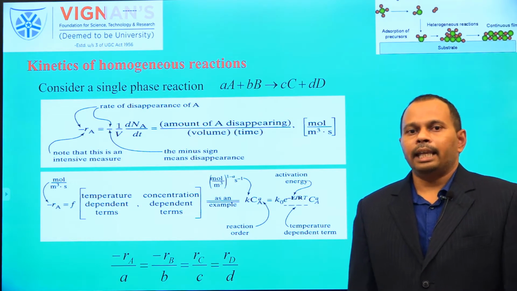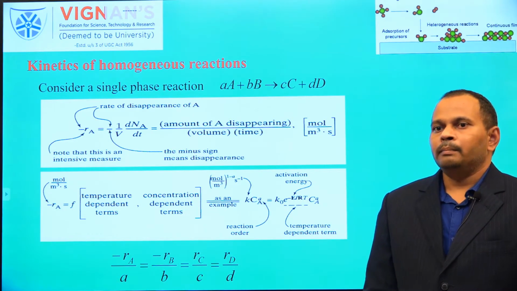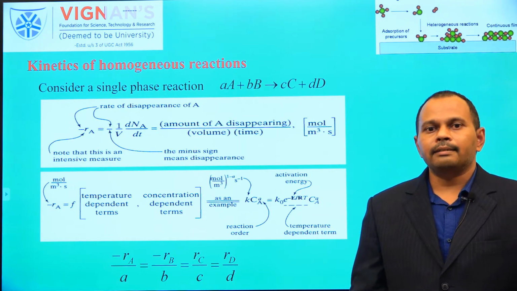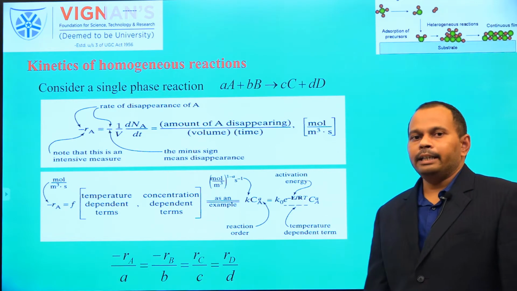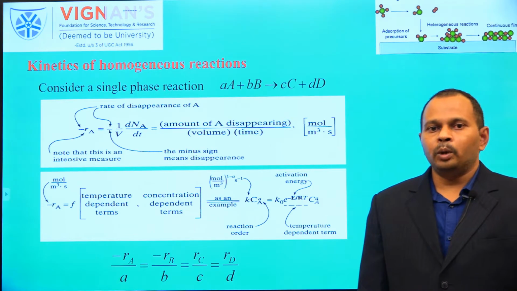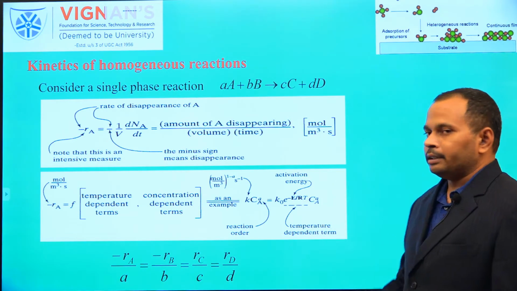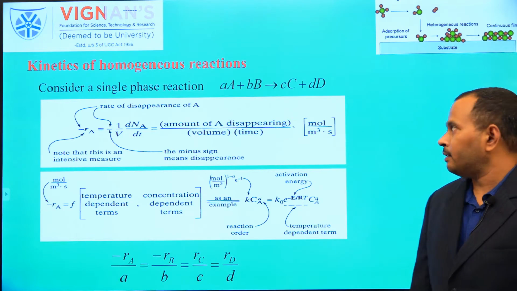First one, kinetics of homogeneous reaction. In a homogeneous reaction, all the reactants and products are in the same phase. Here consider the reaction: a moles of A reacts with b moles of B and produces c moles of C and d moles of D. So, during the reaction, the reactant disappears and the products are produced.